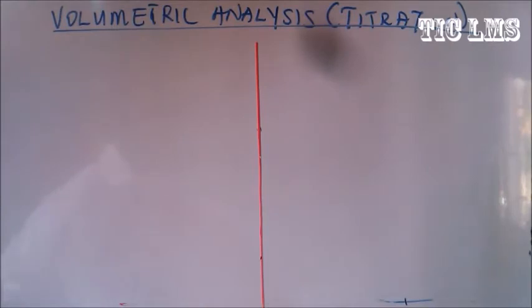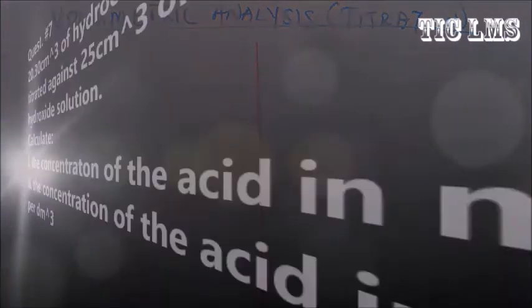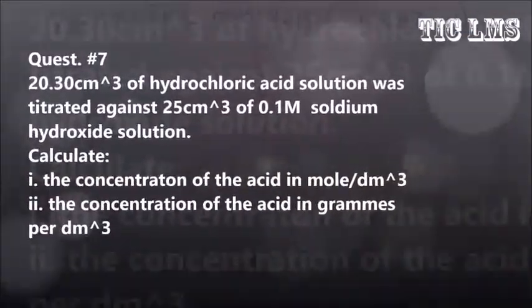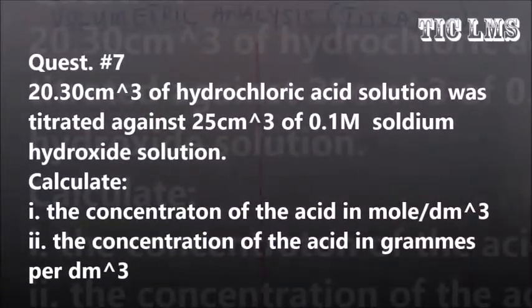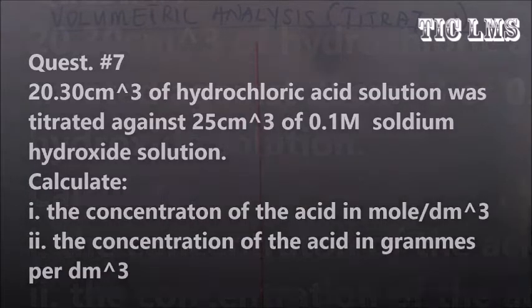Alright, so here is the first question which says 20.30 cm cubed of hydrochloric acid solution was titrated against 25 cm cubed of 0.1 molar sodium hydroxide solution. Calculate I, the concentration of the acid in mole per dm cubed, II, the concentration of the acid in grams per dm cubed. First, let's have an understanding of what the equation looks like.